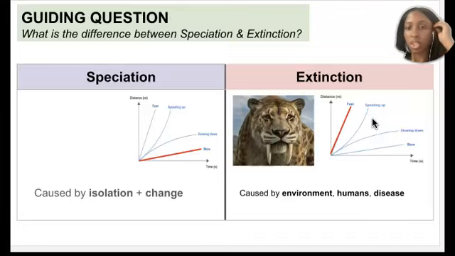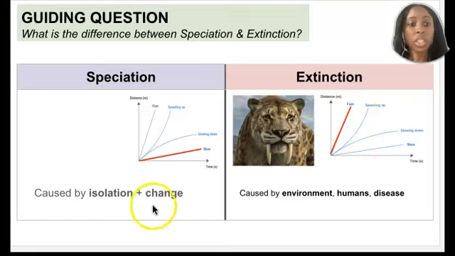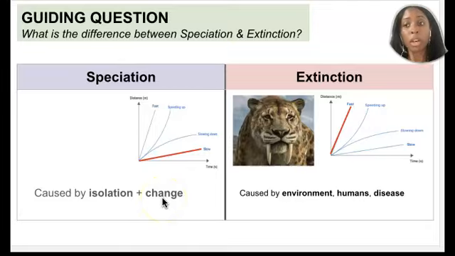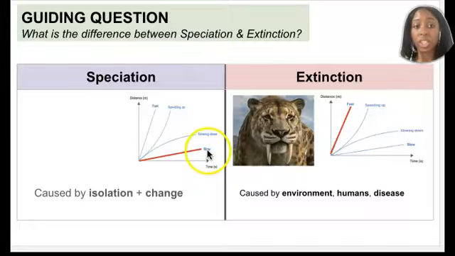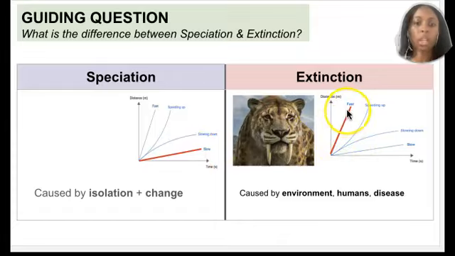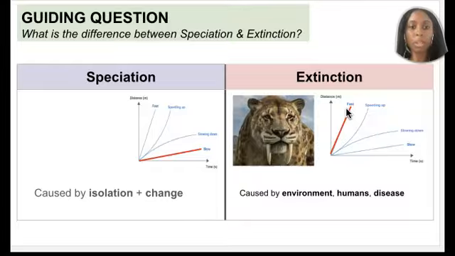So let's just summarize, what are the main differences between speciation and extinction? Speciation is about the forming of new species, whereas extinction is about things dying out. Speciation is caused by isolation, and this is a very slow process. So it happens over a very long period of time. But extinction can happen very quickly depending on how the environment changes.